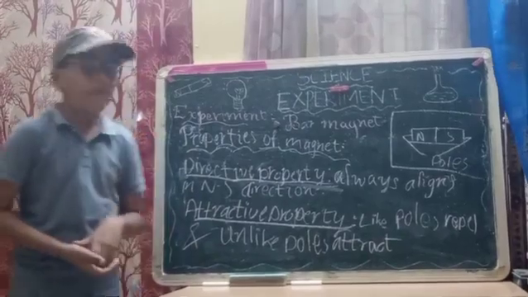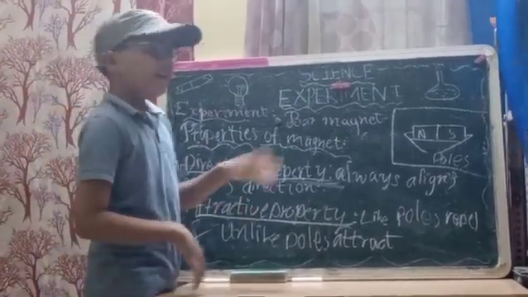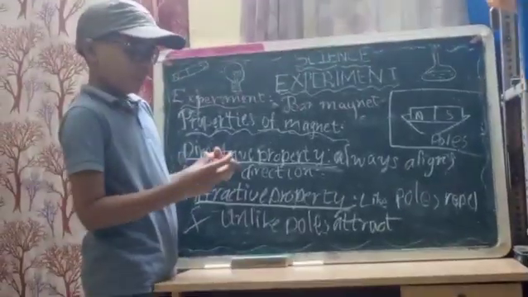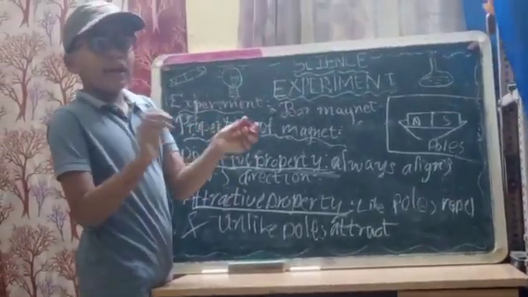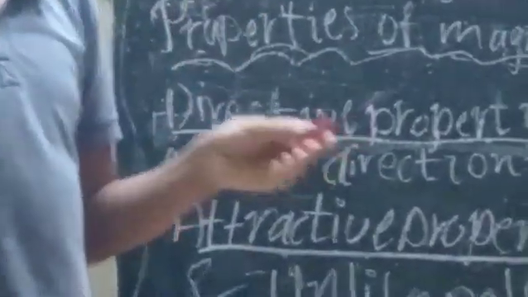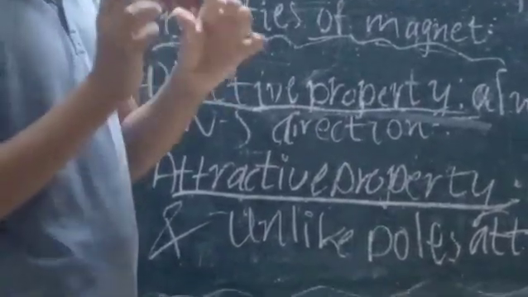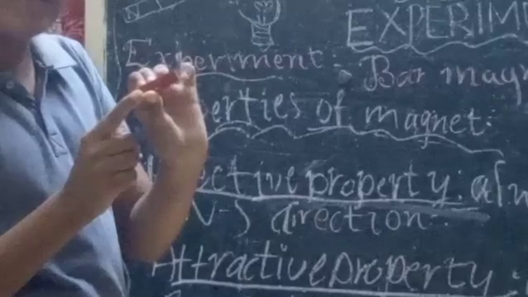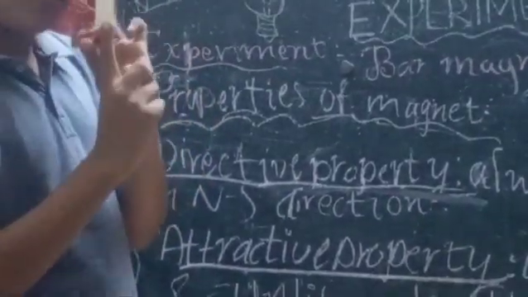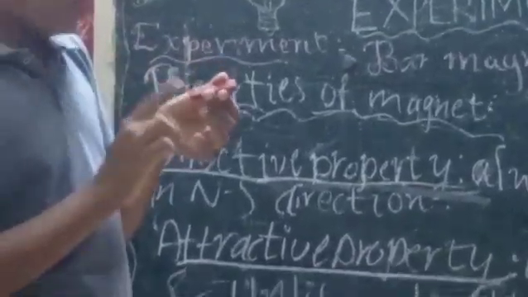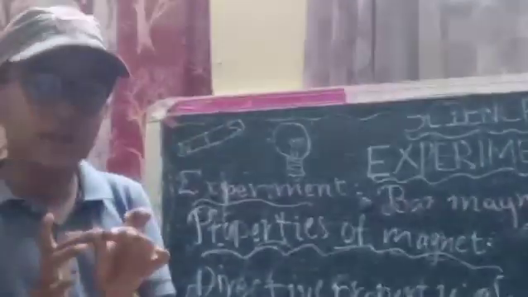An attractive property. What is an attractive property? Like poles, for example. The end of the bar magnet is called a pole. One end is the north and one end is the south, so those two are the poles. Now take north and north, two like poles.